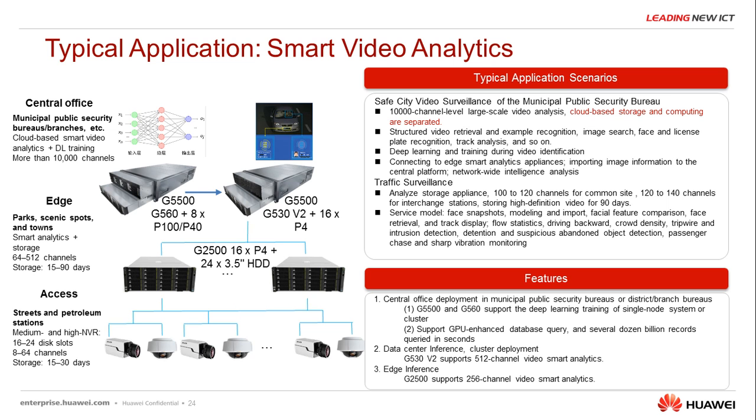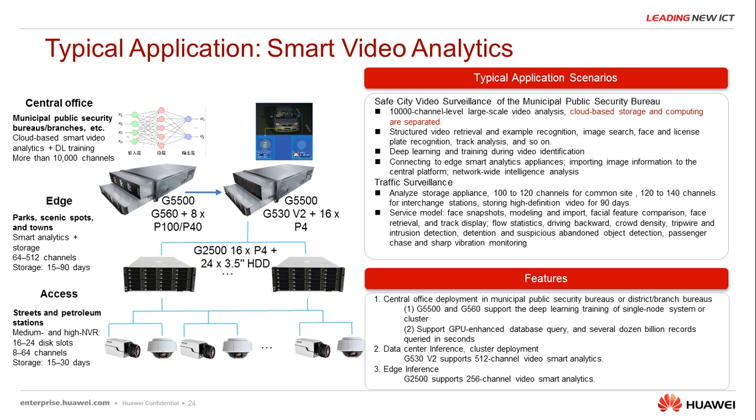A typical application for G-series heterogeneous servers is smart video analytics. As an example, let's look at the Safe City Video Surveillance solution for the Municipal Public Security Bureau. This solution has the following highlights: 10,000 channel level large-scale video analysis with separated cloud-based storage and computing, structured video retrieval and sample recognition, image search, face and license plate recognition, and tracking analysis, deep learning and training during video identification. They'll be able to connect to edge smart analytics appliances, exporting image information to the central platform, and network-wide intelligence analysis.